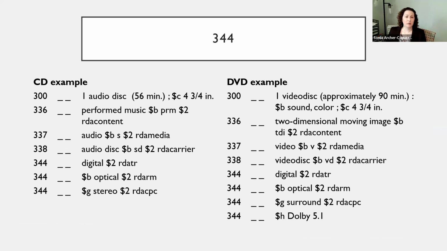And if you had multiple terms, say that your DVD is in surround and stereo, then you would have separate 344s for each of those terms. So surround would get a 344 subfield G. Stereo would get a 344 subfield G.